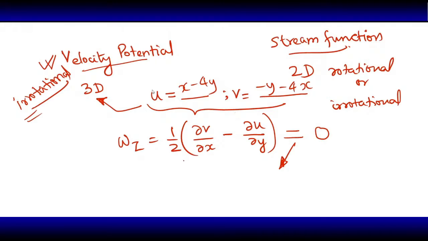If it does not satisfy, that means if it becomes not equal to 0, that means it will satisfy the stream function, but not the velocity potential. Clear? Is that clear to all of you? Let me know. Shall I move to the next? Yes, ma'am. Sure, ma'am.